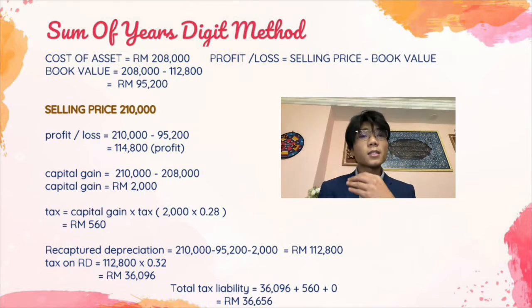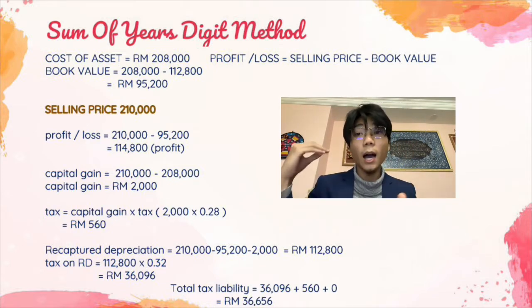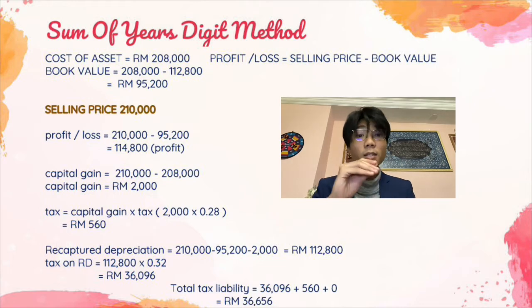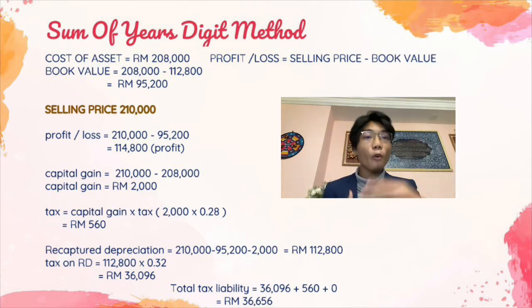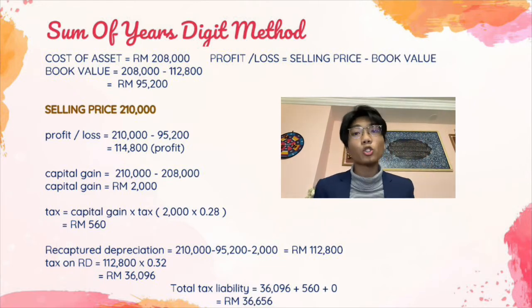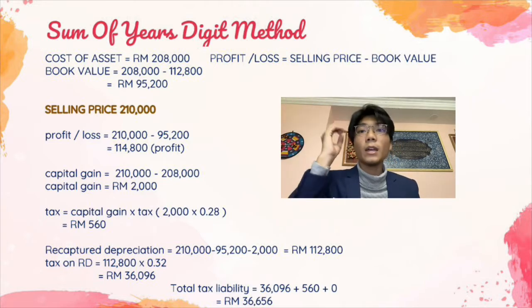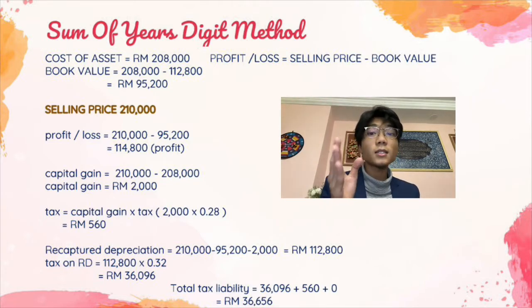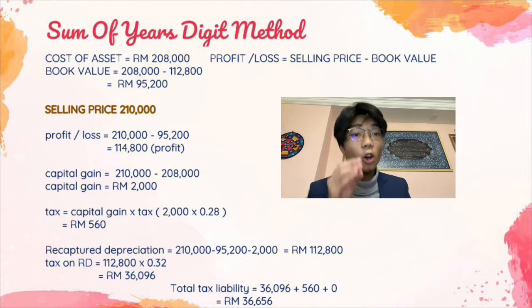Why is this calculation a bit more involved than the other selling prices? Because the selling price is more than the cost of the asset and more than the book value. So you have to do it like this, and to sum it all up, you will get 36,656 of tax liability.